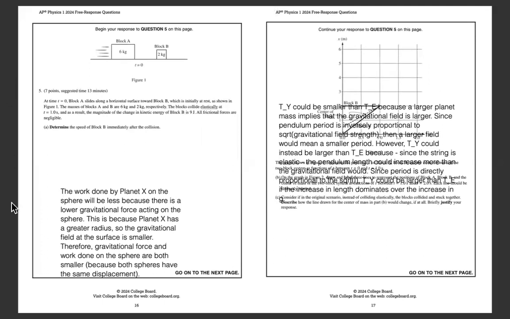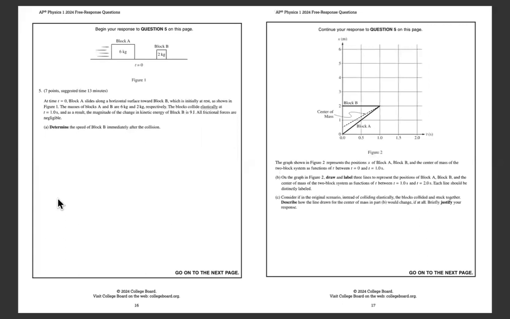This does kind of look like a momentum question for question 5. It is an elastic collision, it says, and you have to determine the speed of block B directly after the collision. This isn't too bad because what we know is that block B starts at rest, and you know its final kinetic energy then. So final kinetic energy has to equal initial kinetic energy plus change in kinetic energy, which is equal to 0 joules plus 9 joules. Again, we're told that it starts at rest, right?